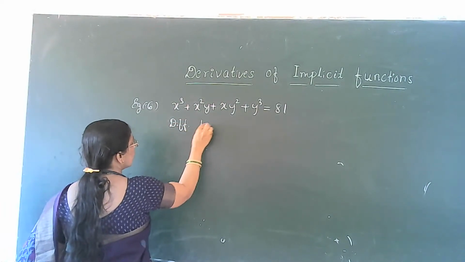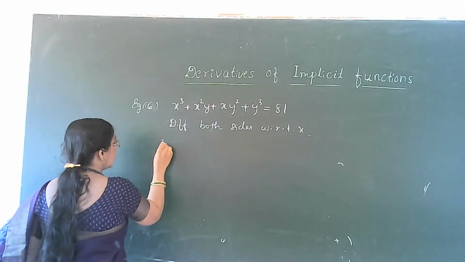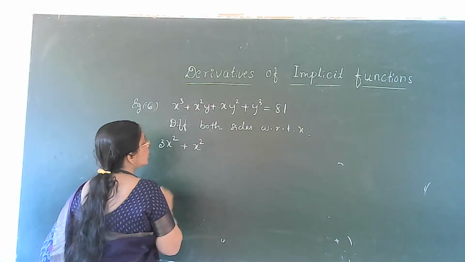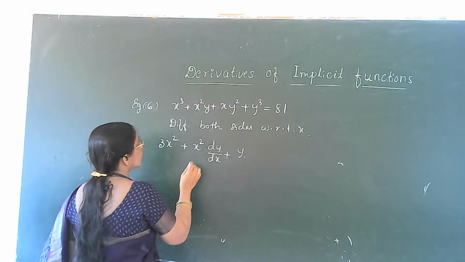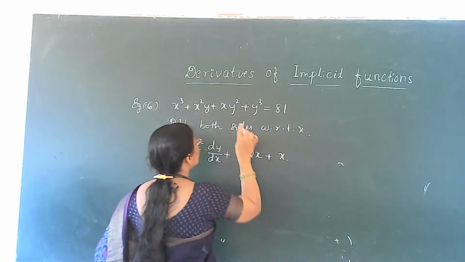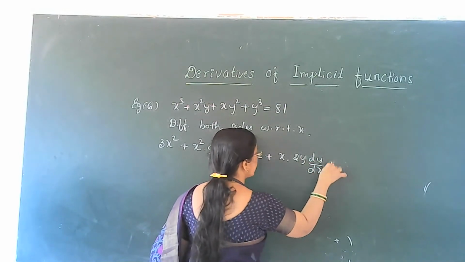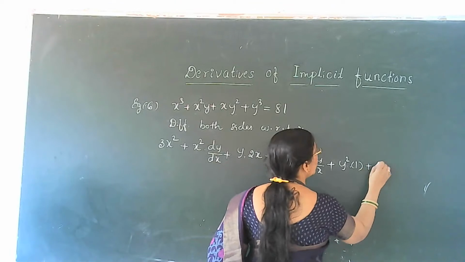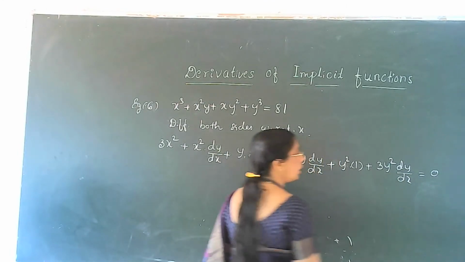Differentiate both sides with respect to x. 3 into x square plus, here x square is constant, derivative of y is dy by dx, plus y is constant, then derivative of x square is 2x, plus x into derivative of y square is 2y into dy by dx, plus y square into derivative of x is 1, plus y cube, 3y square into dy by dx, which is equal to derivative of 81 is equal to 0.